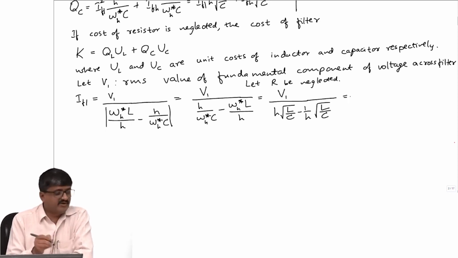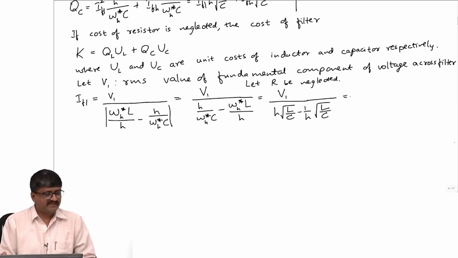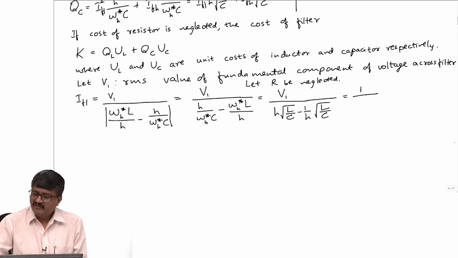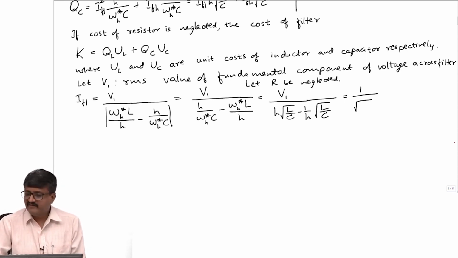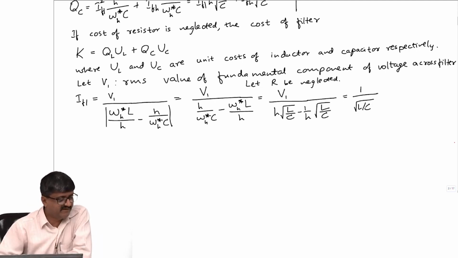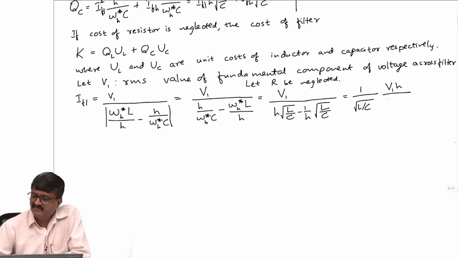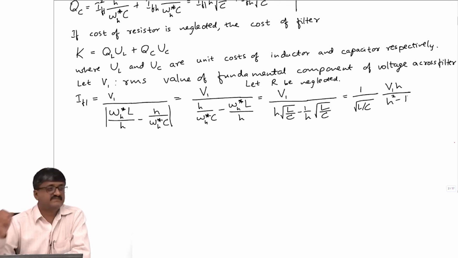So my intention is to write it in terms of L and C. These are the two quantities that have to be determined. So this can be written as 1 by root LC is a common factor in the denominator. Root L by C is a common factor in the denominator. Okay. So this can be written as 1 by square root of LC into V1 h divided by h square minus 1.